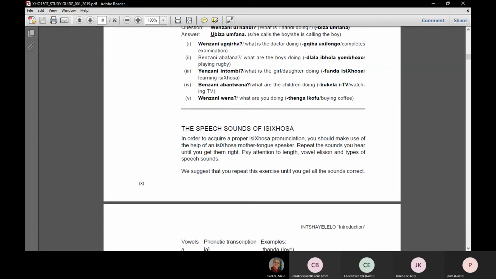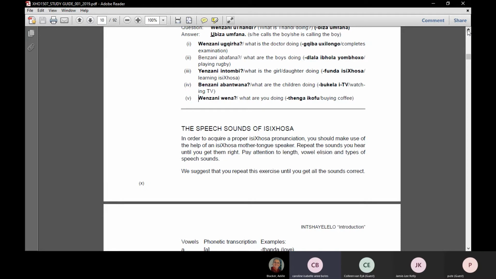Intombi ifunda isiXhosa. So number 4, benzani abantwana? What are the children doing? Children, plural, meaning they. Babukela iTV. Babukela TV, that's correct. They are watching TV.